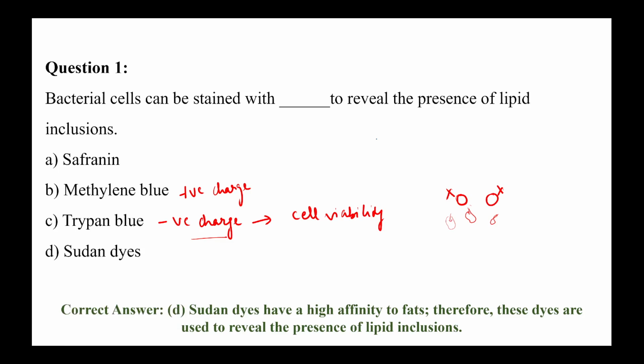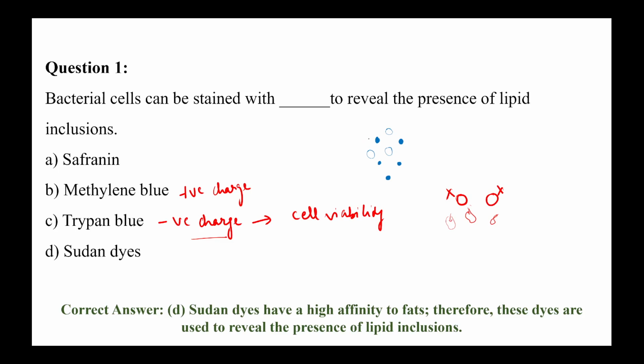So dead cells will appear completely blue like this, whereas live cells will appear colorless against a faint blue background. Live cells will appear colorless and dead cells will appear completely blue, filled with blue color. So this is how trypan blue staining looks.